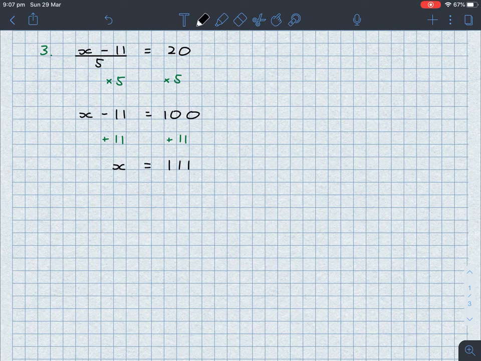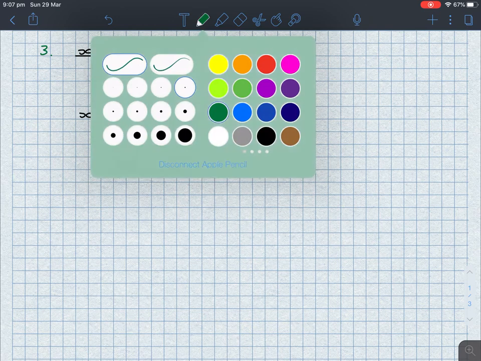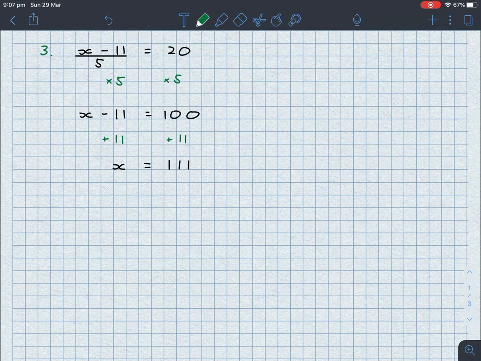Now, as you go through these equations, hopefully you're checking your answers as you go to make sure that you are on the right track. In an exam, what you would do is, if you had time at the end, or as you were going through each question is probably a better way, you would take this x equals 111 and you would check your answer by subbing in to the original equation. So you would grab your calculator and you would write 111 minus 11 over 5, and you would double check that that gave you an answer of 20. And if it didn't, you would know that something had gone wrong and you would go back and start again. So subbing into the original equation is a really good way of checking your work.